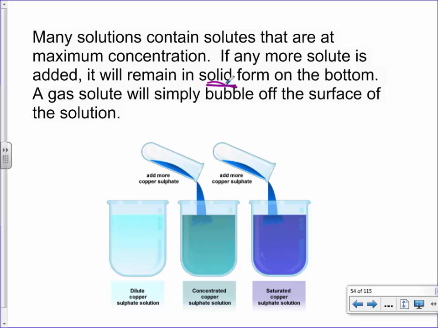Typically, it's a solid. Usually the solute is a solid. But if you recall from one of my first slides, solutions don't have to be made with liquids and solids. You can make them with gases and solids, or gases and gases, or liquids and liquids. So the point I just want to make here is if you have a gas solute, it'll probably bubble away. But most of the time, the solid will just sit on the bottom. And the name we have for that solid, one more time, is called a precipitate.